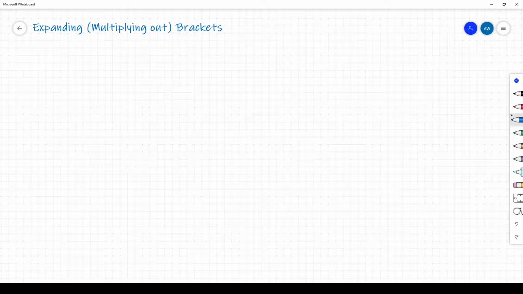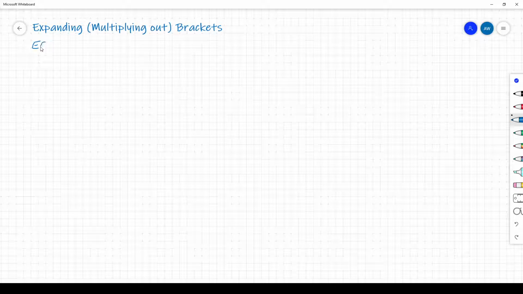Okay, this video is about expanding or multiplying out brackets. This is a skill that we use within algebra, quite often with equations, and when we look at equations involving brackets, obviously we need this skill to be able to solve them. So I'm going straight into an example, as usual, and I'd like you just to have a look at this.